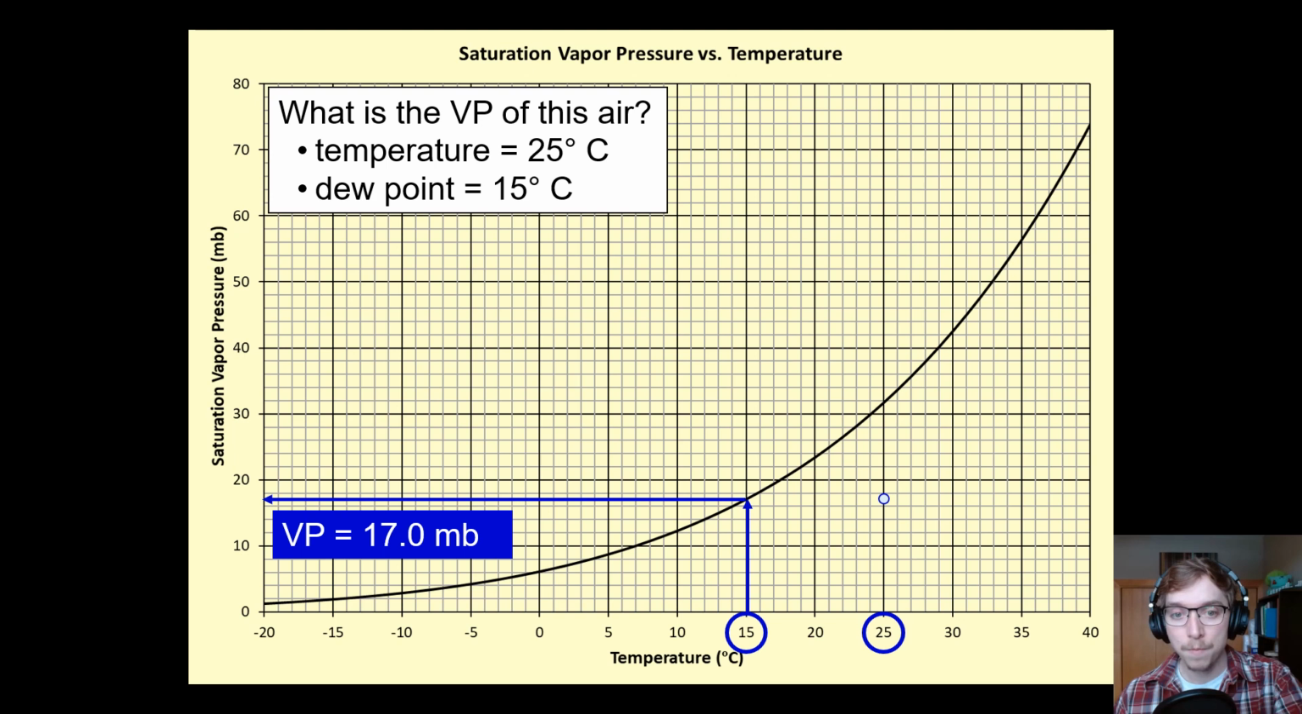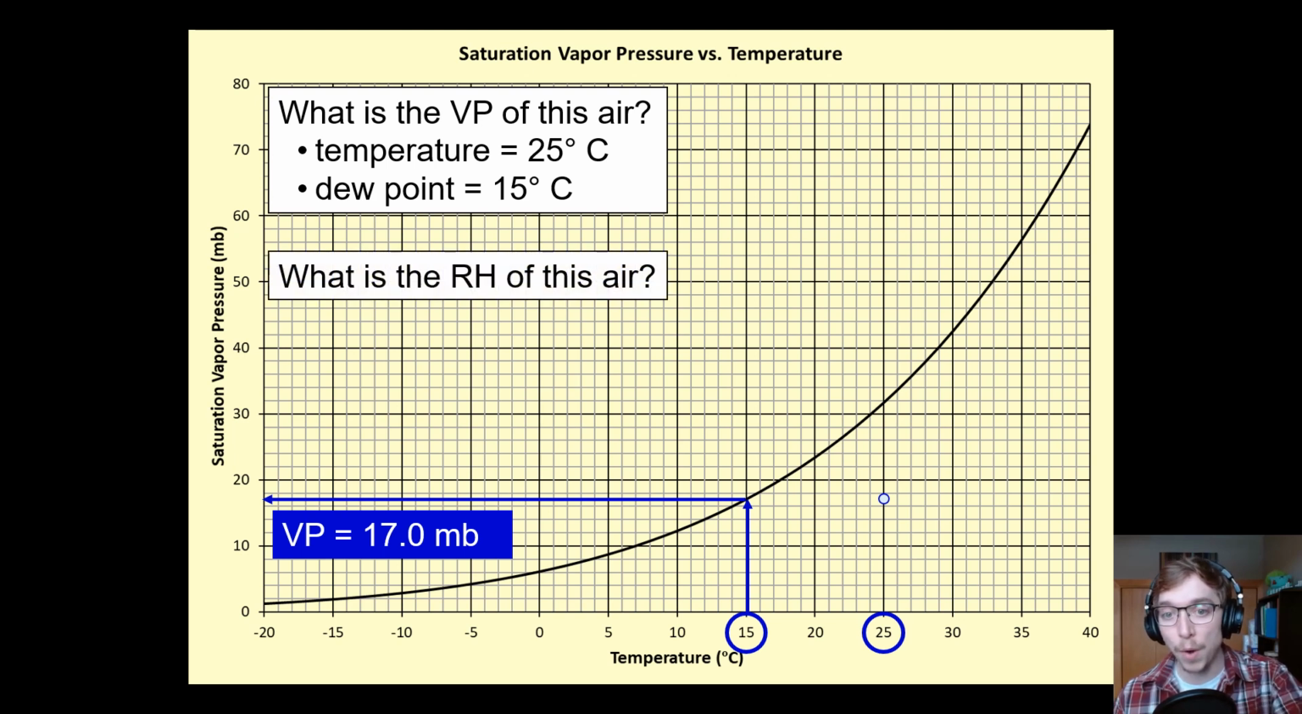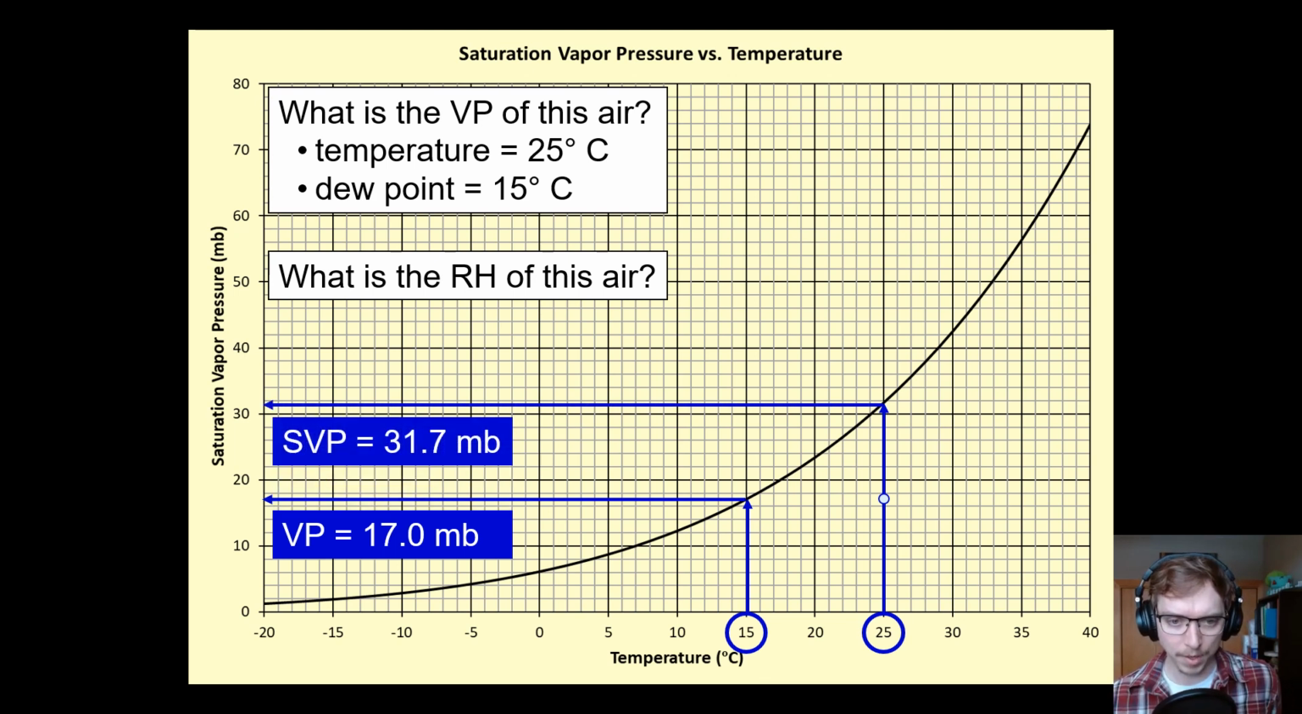So if we wanted to, for example, find the relative humidity of this air parcel, all we need is the temperature and the dew point, or the vapor pressure or the saturation vapor pressure, or just one from each of them. And we can figure that out. Go up above 25 where it crosses the line, go over. We're looking at a saturation vapor pressure of 31.7 millibars, and that gives us a relative humidity, if you do the math, of 53.6%.